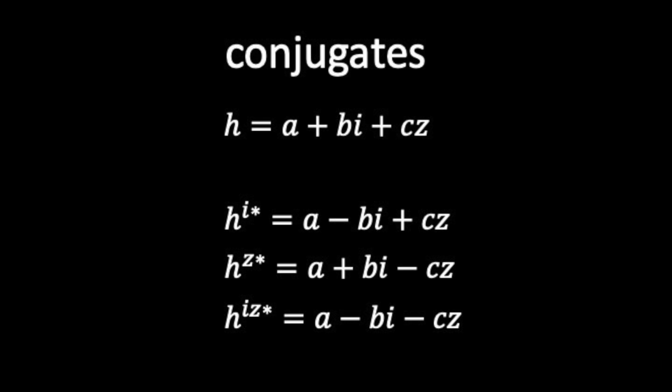Now, when none of the coefficients a, b, and c are 0, we can get three different types of conjugates of the number h: h_i star, which would be a minus bi plus cz, h_z star, which would be a plus bi minus cz, and finally h_iz star, which is a minus bi minus cz.